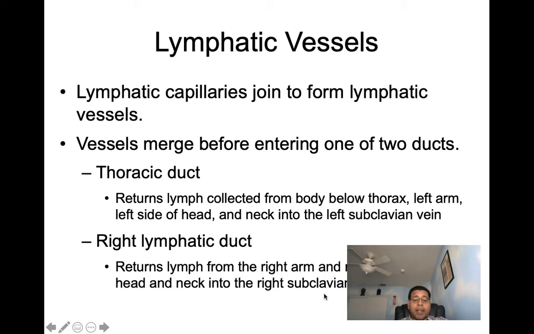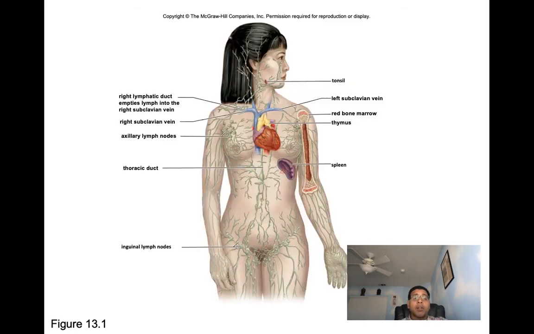Lymph is going to make its way through the lymph nodes on its way back to the cardiovascular system. Here we can see we've got lymph nodes that are placed in certain areas, and this lymph, as it's passing through the vessels, will pass through the lymph nodes, and then it'll continue through the vessels onto the right and left subclavian veins. So you can see the right lymphatic duct emptying into the right subclavian vein, and then here we've got the thoracic duct emptying into the left subclavian vein.